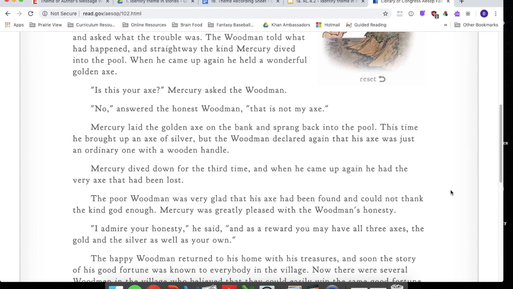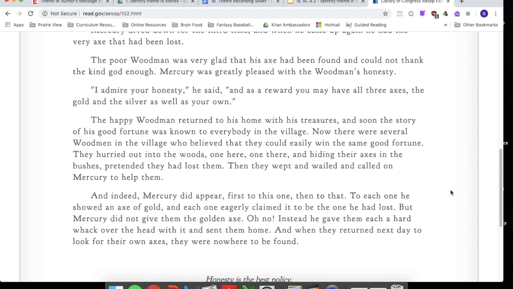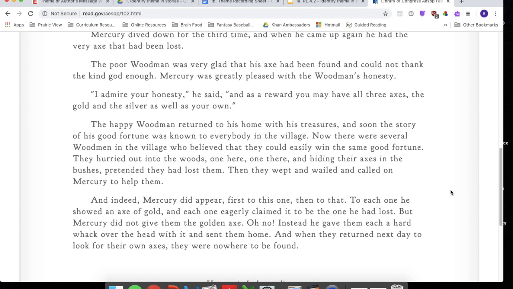Mercury was greatly pleased with the woodman's honesty. "I admire your honesty," he said, "and as a reward, you may have all 3 axes, the gold and the silver, as well as your own." The happy woodman returned to his home with his treasures, and soon the story of his good fortune was known to everybody in the village.